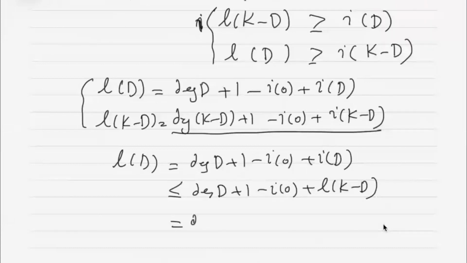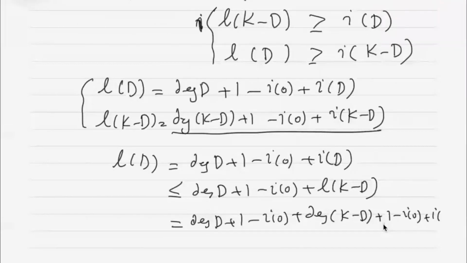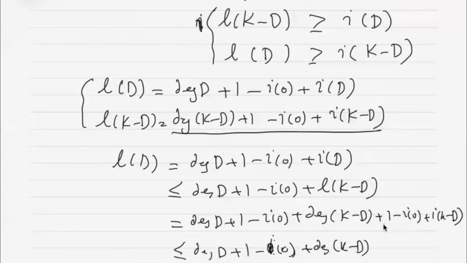Is equal to the degree of d plus 1 minus I of 0 plus degree of k minus d plus 1 minus I of 0 plus I of k minus d, which is less than or equal to degree of d plus 1 minus I of 0 plus degree of k minus d plus 1 minus I of 0 plus L of k minus d.